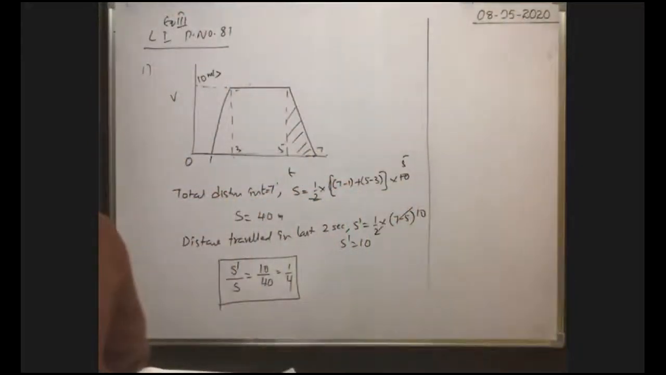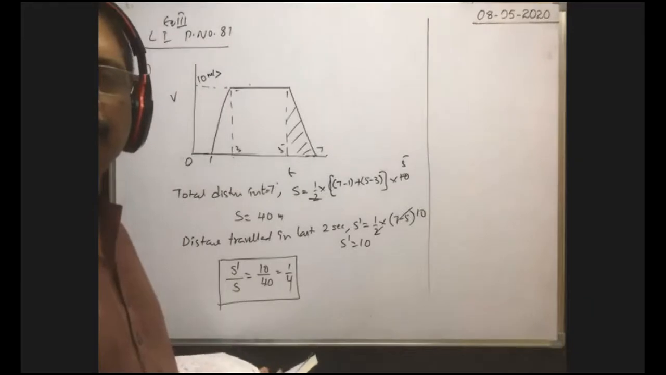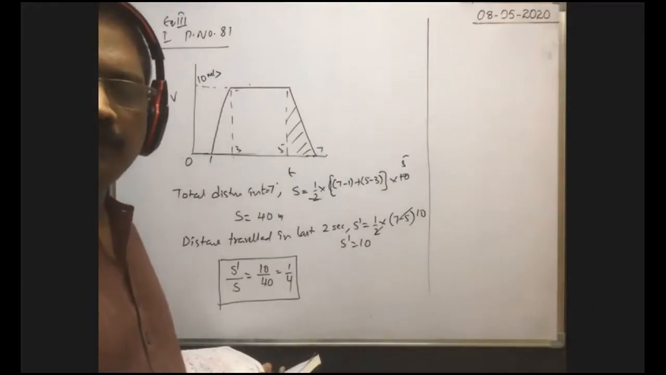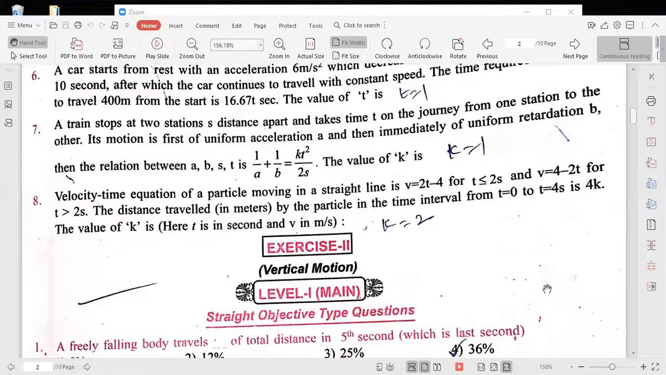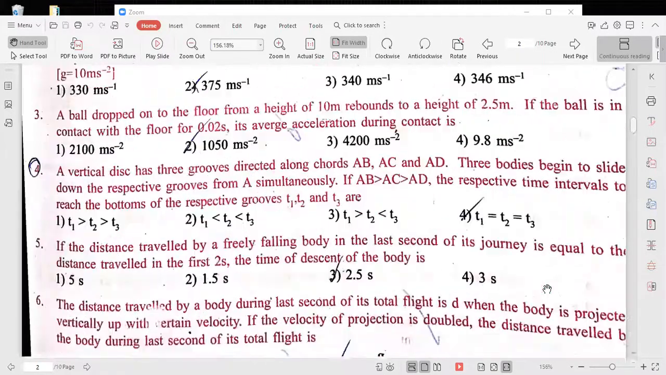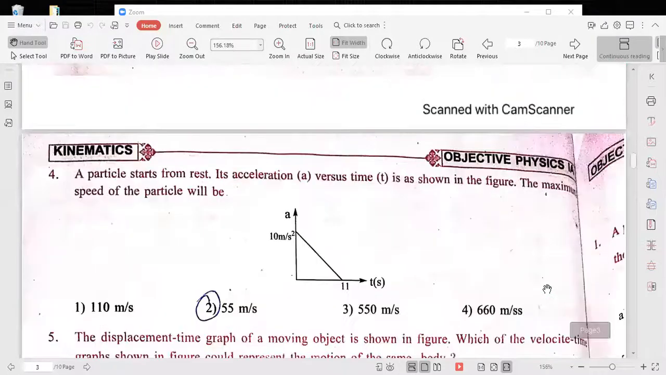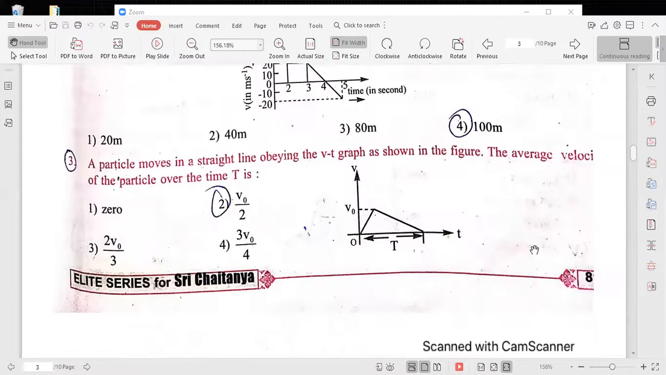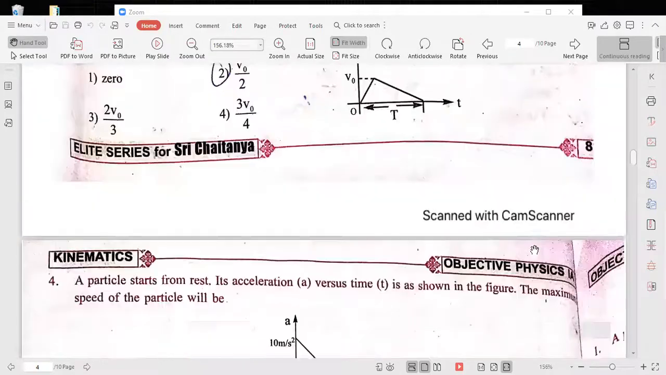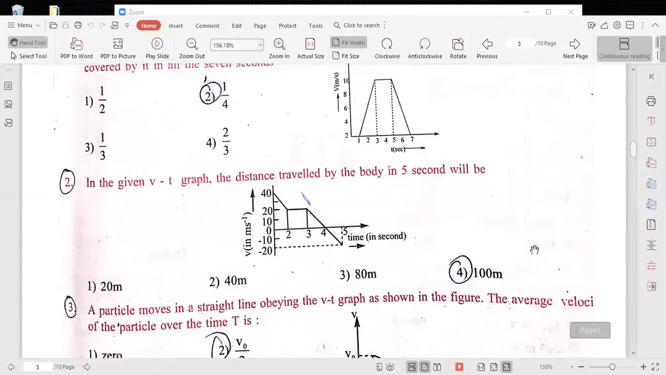You take the snapshot. You see the next problem. I think the next problem you can do.